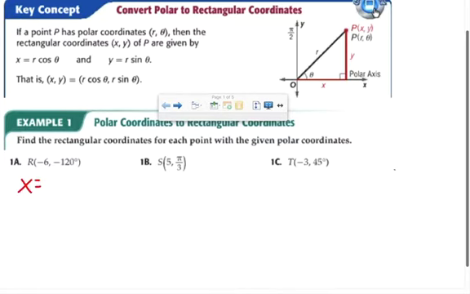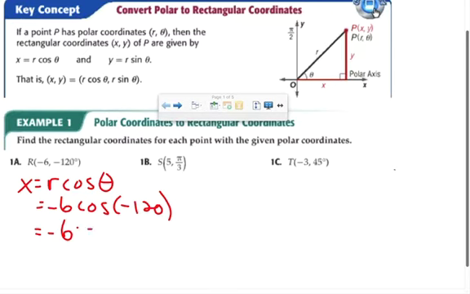So x will equal r cos theta. So my r is -6, my theta is -120, and on my reference sheet I see that the cosine of -120 is -1/2. So I have -6 times -1/2, or you could just type cosine -120 in your calculator. So this gives me 3.